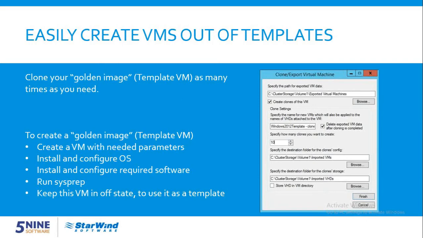So whenever you need to spin up a new virtual machine, you just click on that, and you select the cloning functionality within File Manager for Hyper-V. You set up as many clones as you need within the "specify how many clones you want to create" window, and that's it. So File Manager does the job for you, and you get new healthy virtual machines running just a few minutes after you initiated this operation.